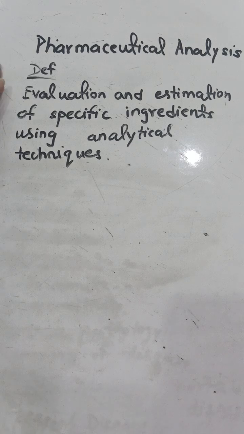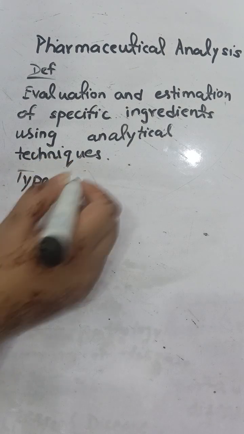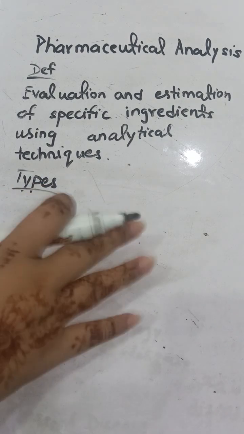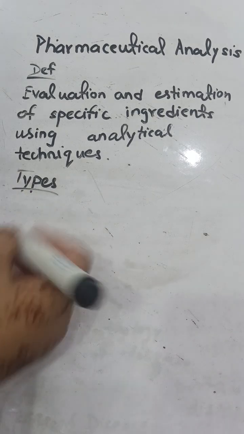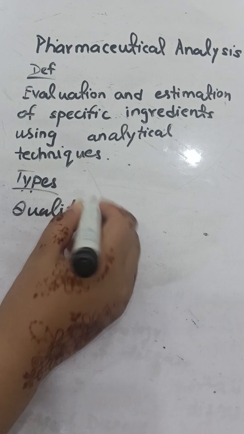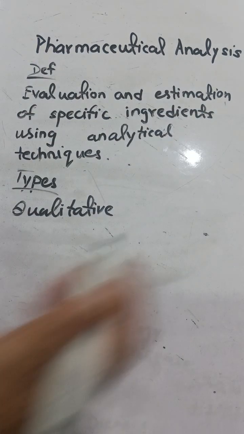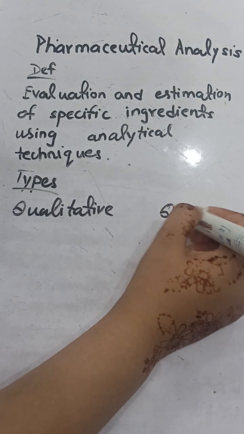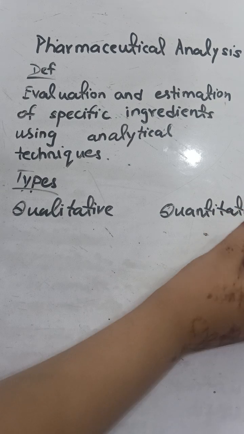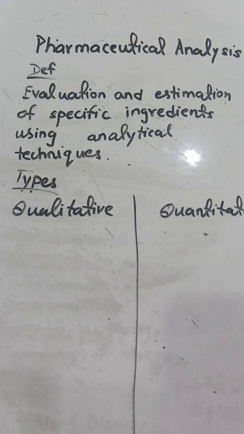After discussing its definition, I am going to tell you about its types. Pharmaceutical analysis has two types: qualitative and quantitative pharmaceutical analysis. So I am writing here qualitative pharmaceutical analysis, and the second type is quantitative pharmaceutical analysis. I am going to differentiate between them.